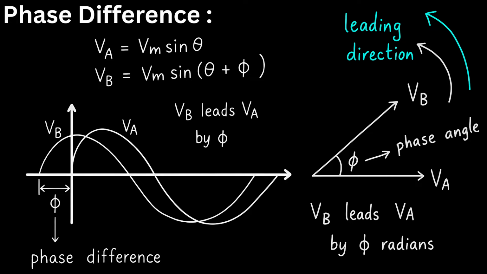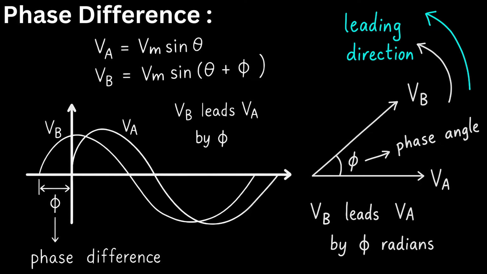In science, we label it with the Greek letter phi. On our graph, you can see phi marking the horizontal gap between the starting points of the two waves. It's a direct measurement of how much wave B is ahead of wave A in time. Because VB is ahead, we have a special term for it. We say that VB leads VA. If it were behind, we would say it lags. But here, B is the leader.